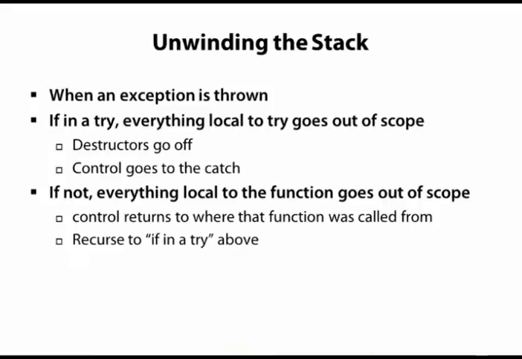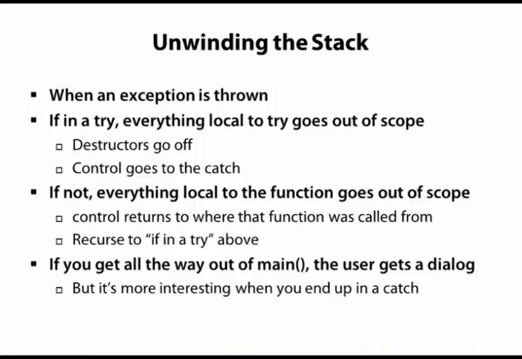Everything that was declared locally to that function goes out of scope, and control goes to the line that called the function. If the line that called the function was in a try, then we have the stuff I just told you about. Everything local to the try goes out of scope. If it wasn't in a try, then that function is all over and everything local to that function goes out of scope and control goes back to the line it was called from, and so forth all the way up. Now, if you get all the way out of main, that's when you get that dialogue that you saw in our very first demo when we did not have a try or a catch. At that point, the application's over.